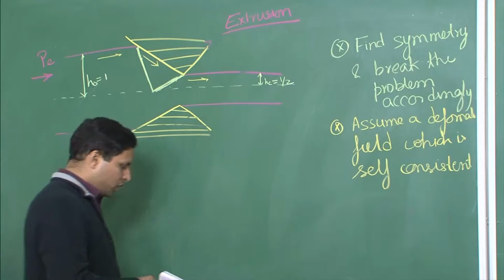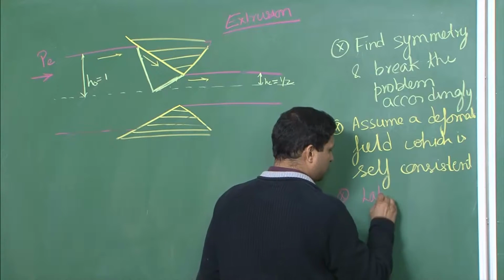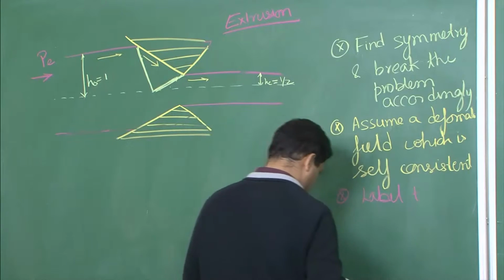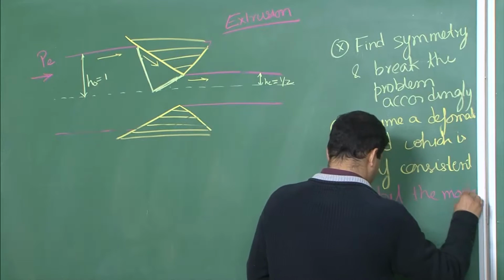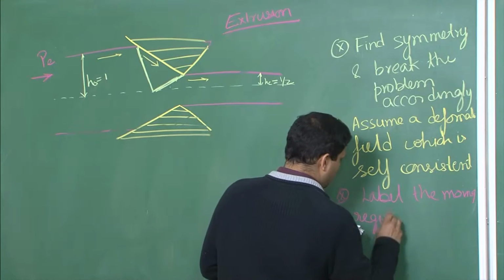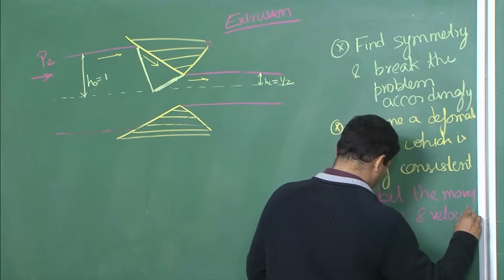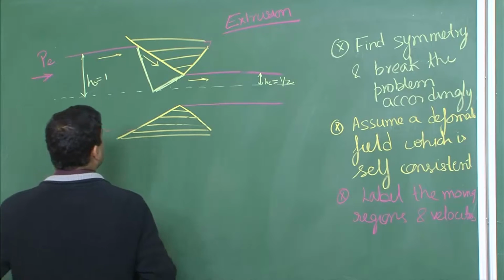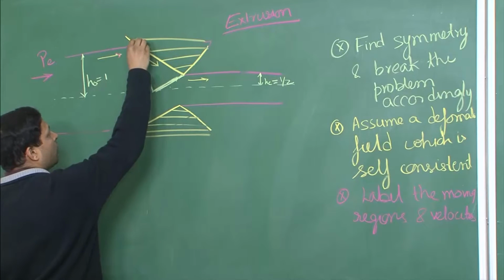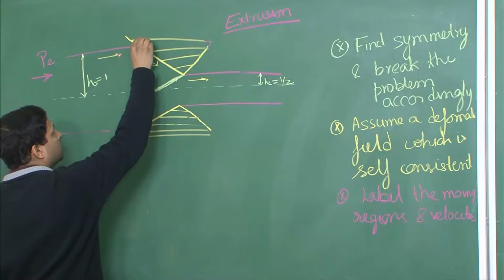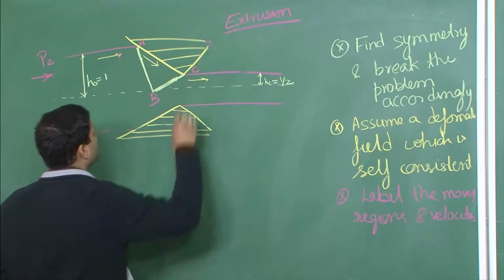Third aspect is to define or label the moving regions and velocities. So, I have already labeled the moving regions, these are the moving regions, and now I will also label points over here. So, this is let us say point A, and I will call this point B, and I will call this point C.